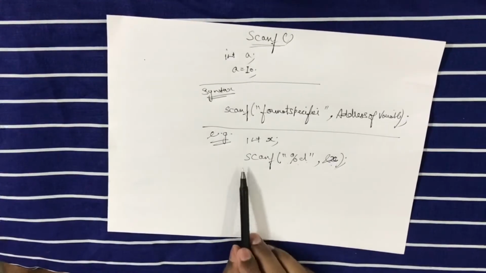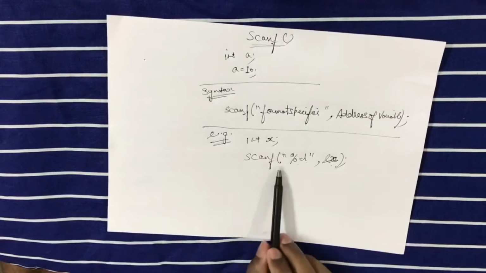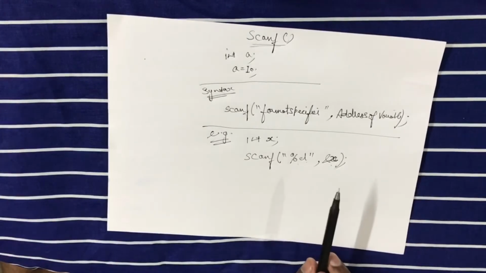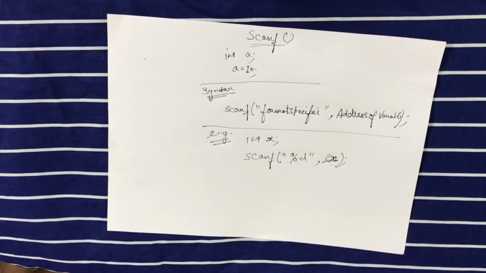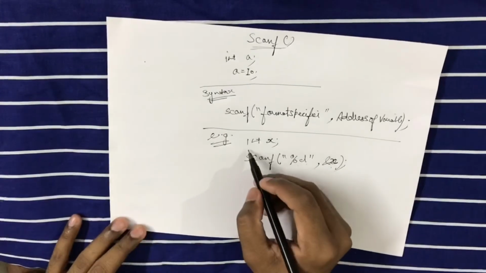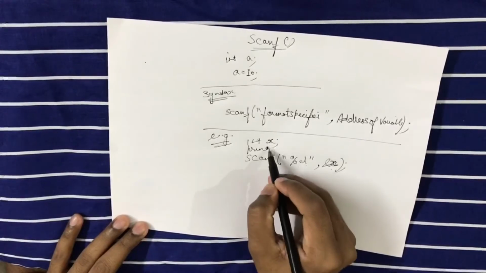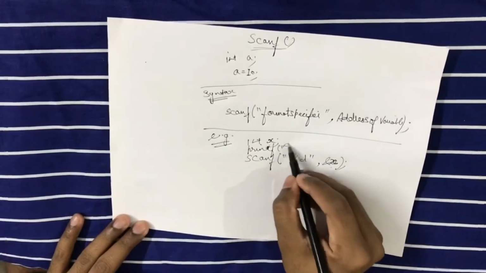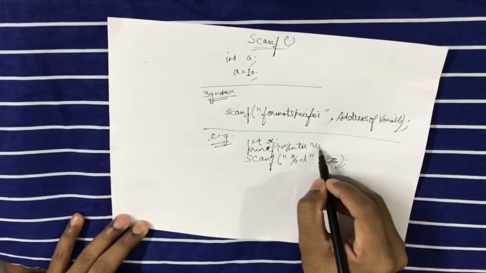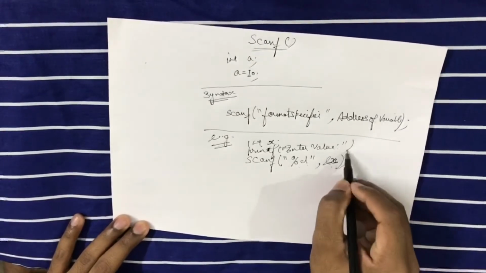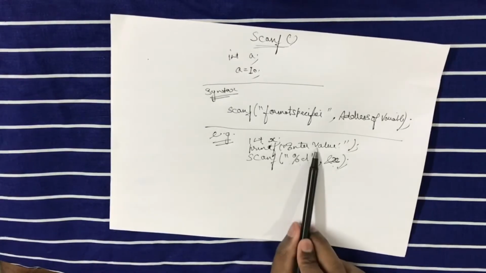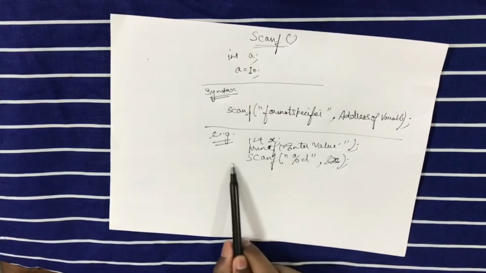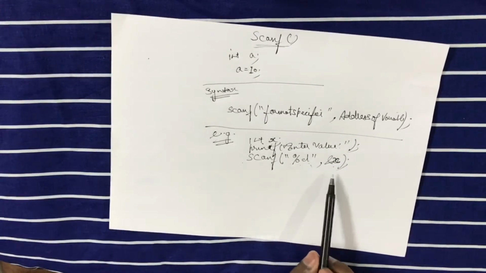I'm just giving the command to the compiler that you have to take a value of type integer and store it in the address of this x. Now if I need to specify any message before taking the value, then I would simply print that message before scanf. Enter value. So now this message would be printed. After printing this message, this scanf would take a value and store it in x.